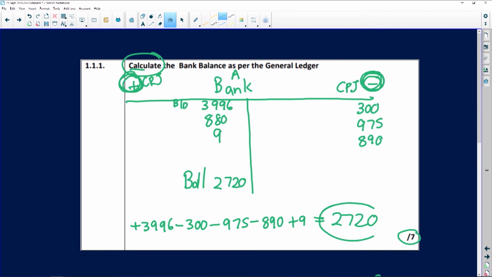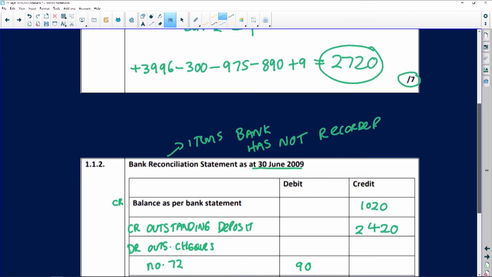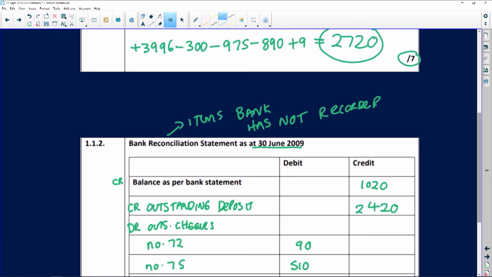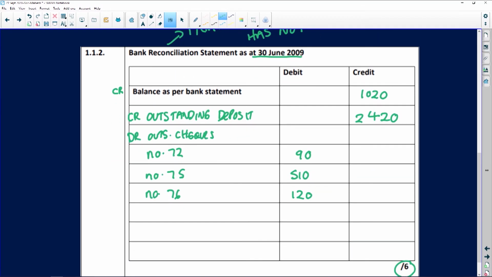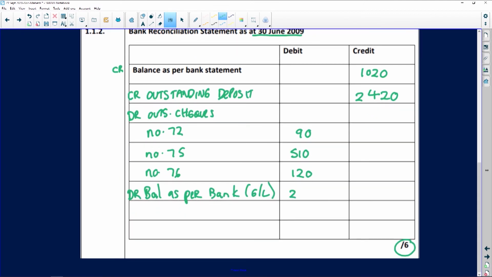Right, once I've calculated my bank balance, remember the bank reconciliation statement should give me the same balance if I'm using a 1-column bank reconciliation statement, but because I'm using a 2-column, at the bottom I've got a debit balance as per bank, and in brackets, general ledger. So according to my records, I've got 2,720, and if I've now reconciled all the items, the debit side should balance to the credit side.